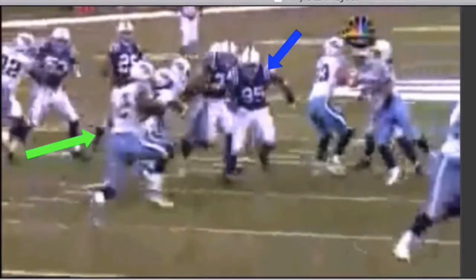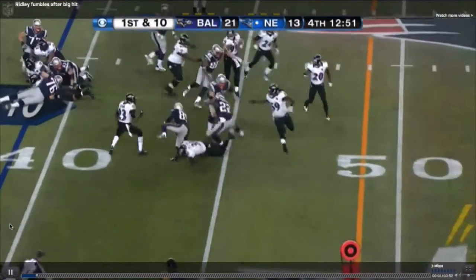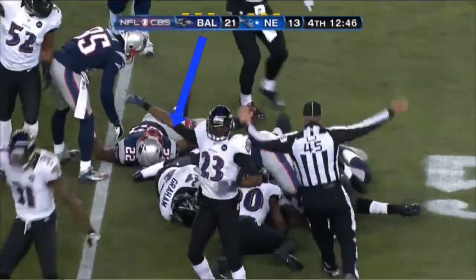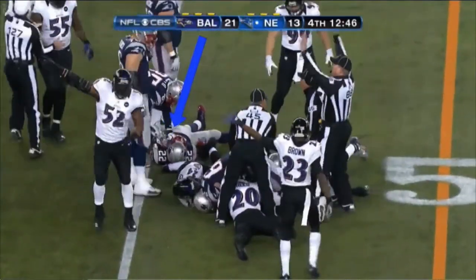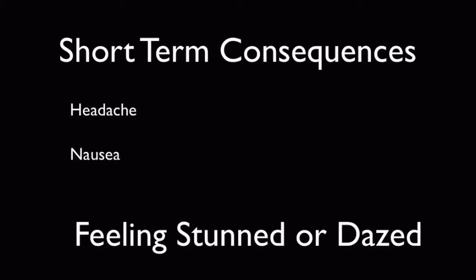And again, this is another example of a player running directly into another player with his helmet. And this is basically another example in slow motion. And of course there are side effects of this. As you can see in this play, the player actually gets knocked out and loses the ball. Some of the side effects he will have when he wakes up are mainly a headache, nausea, and feeling stunned or dazed or extremely dizzy.